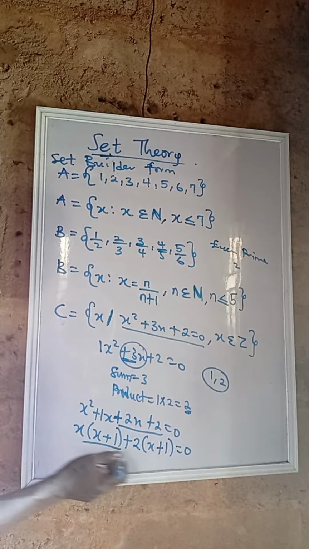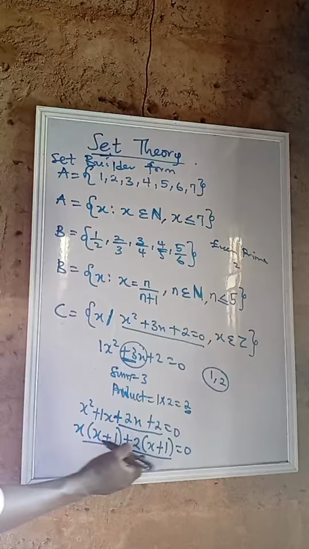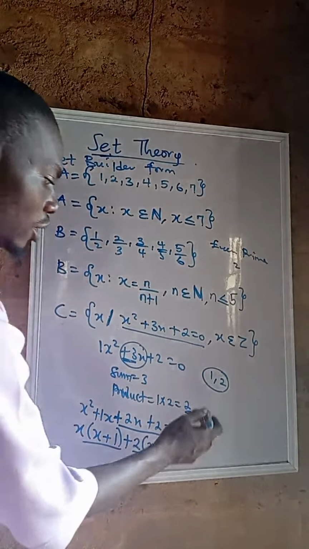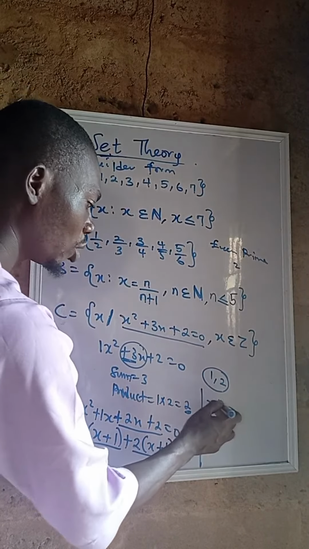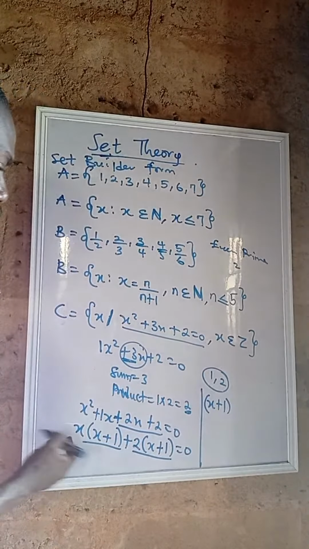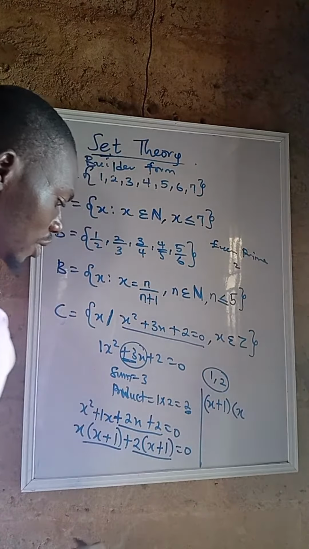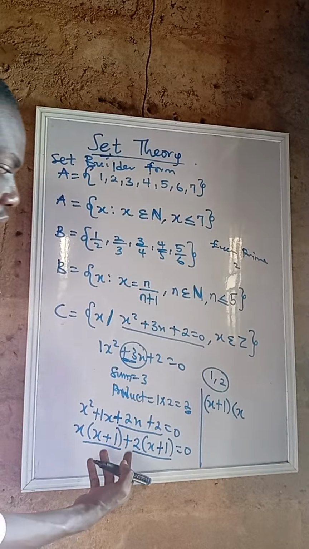Now look at this term and this term. We have two terms, and they have something in common. What do they have in common? x plus 1. So you say x plus 1, bringing it out. What do you have left here? When you bring out x plus 1, you have x left. Okay? When you bring out x plus 1 out, what do you have left here?